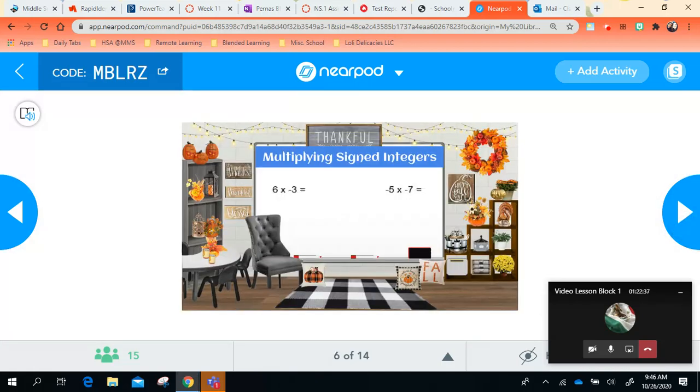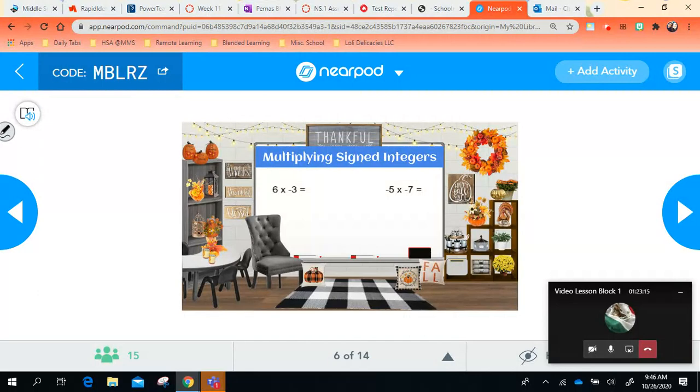Okay, so I'm going to give you, is it pulled up as something that they can write? No, right? No. Okay, 6 times negative 3. Go ahead and do this in your notebook. 6 times negative 3. And then once you do 6 times negative 3, go ahead and do negative 5 times negative 7.